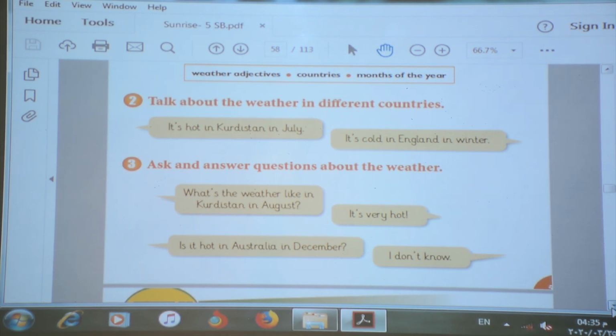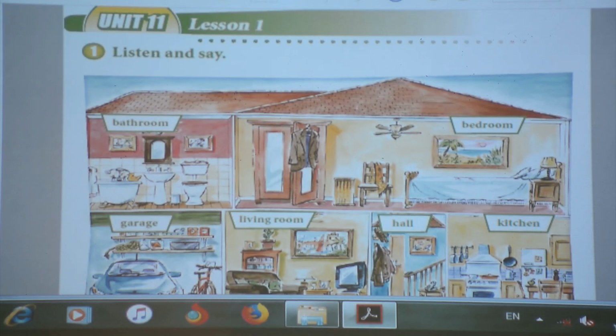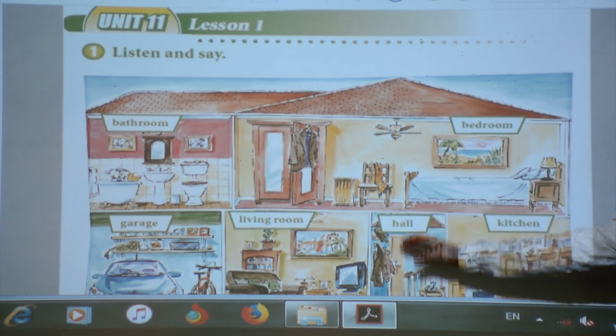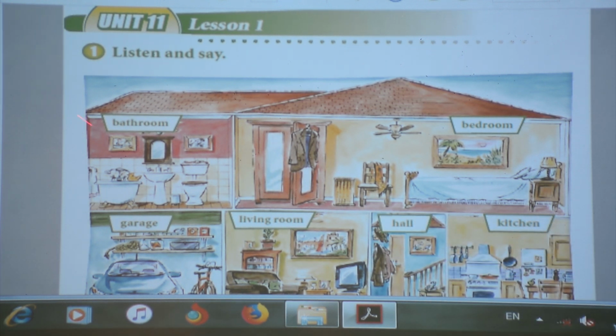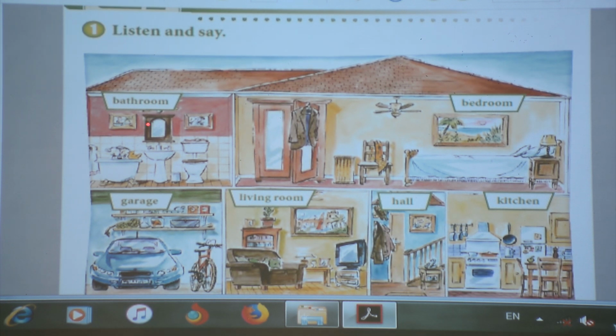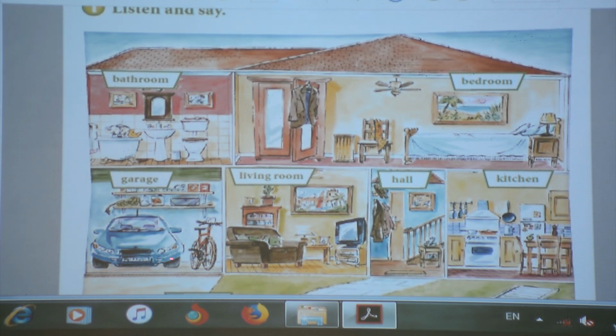Okay, it's about weather. Now let's talk about unit 11, lesson 1. It's about parts of the house. If you look at the first picture, the first part is bathroom. The second one is bedroom. And this one is garage. The fourth one, living room.